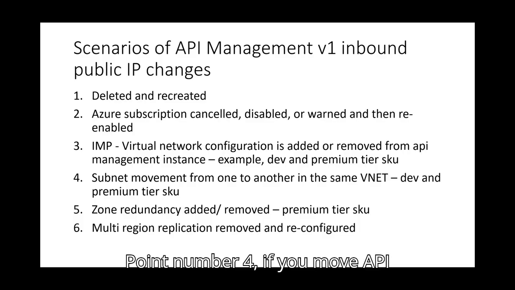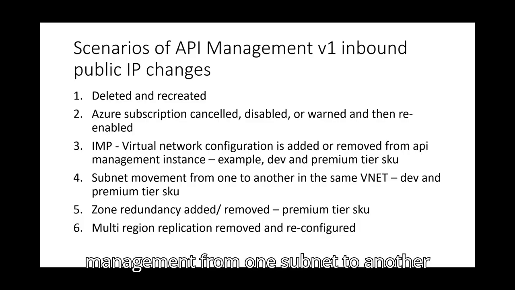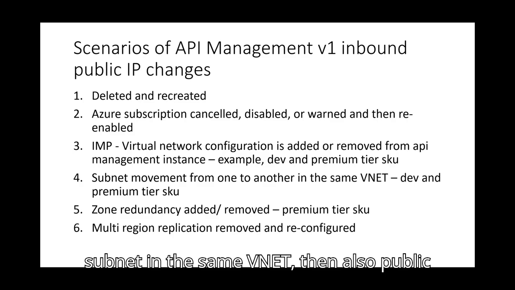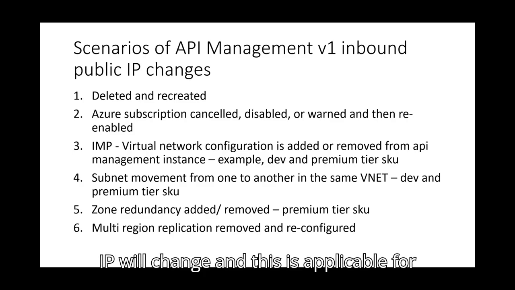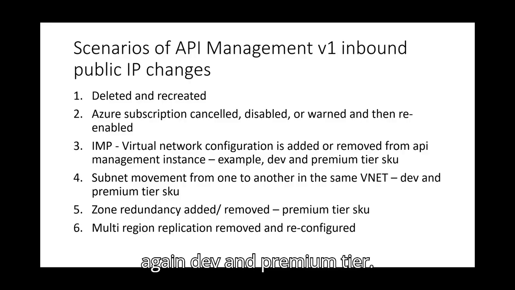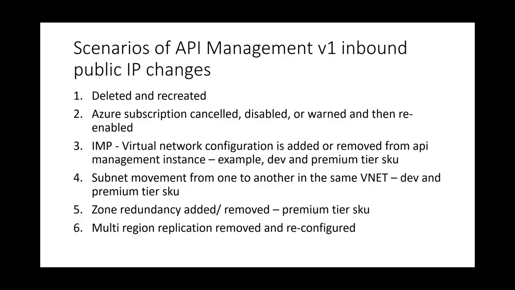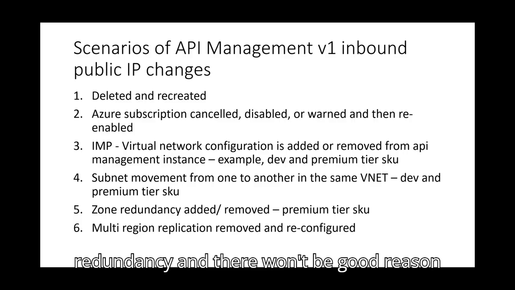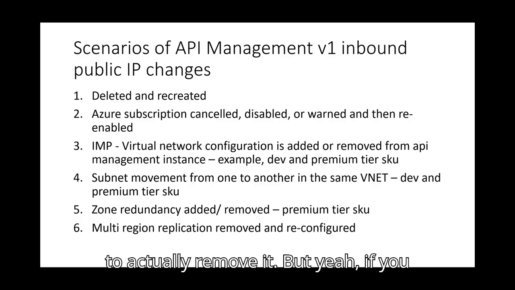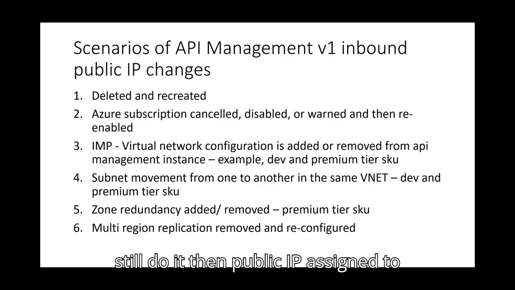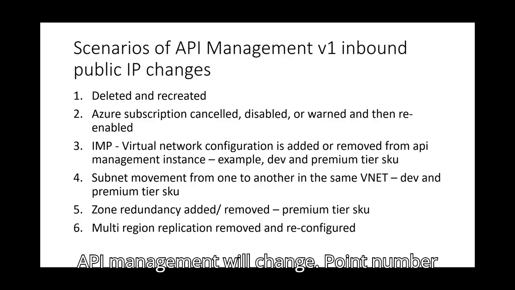Point number four, if you move API management from one subnet to another subnet in the same VNet, then the public IP will also change. And this is again applicable for developer and premium tier. Point number five, when zone redundancy is added or removed from API management, ideally you will always use zone redundancy and there won't be a good reason to actually remove it. But if you still do it, then the public IP assigned to API management will change.